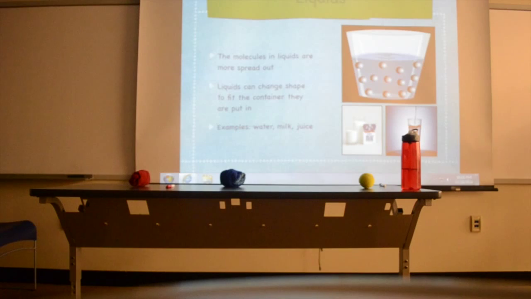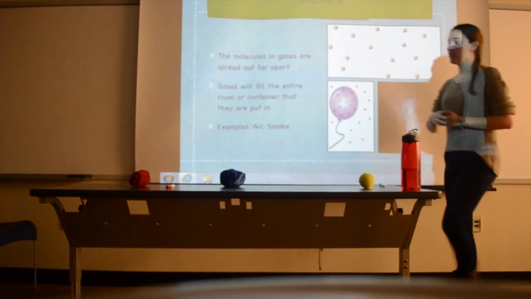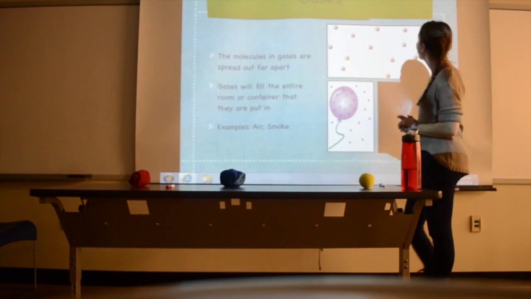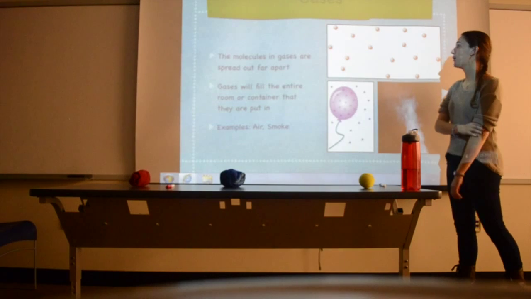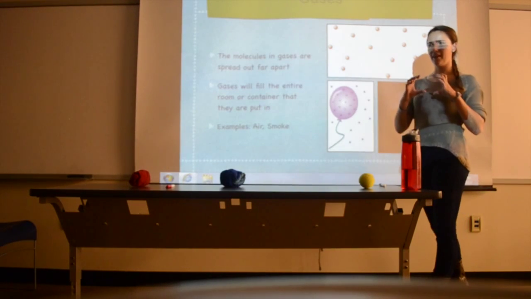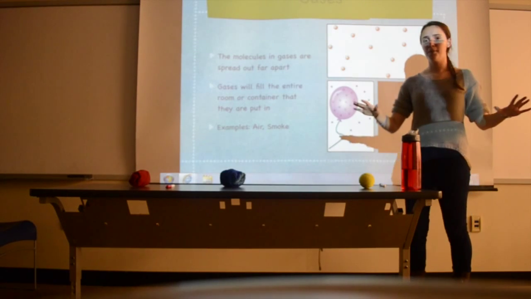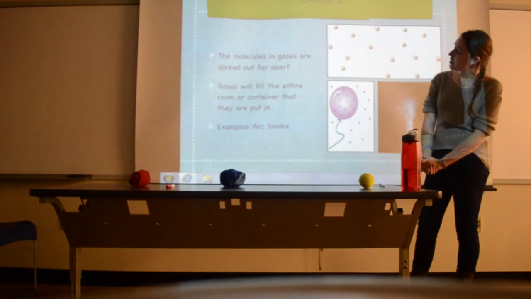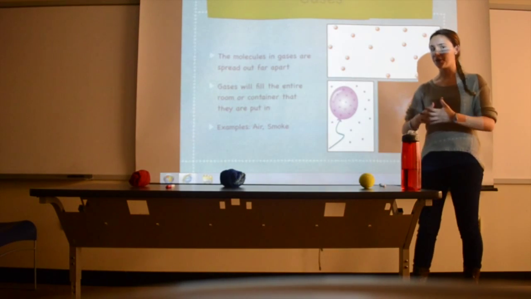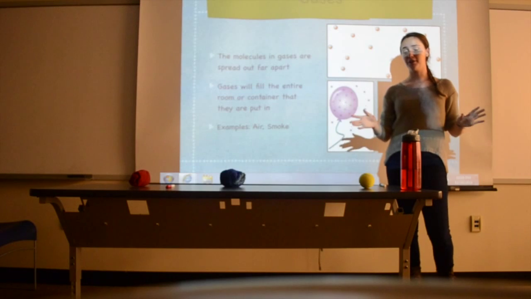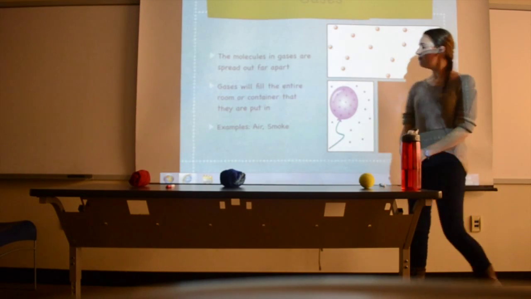The next state of matter is a gas. The molecules in gas are even more spread out. So if we look into this little square at the top right corner of the PowerPoint, there's a square, and that represents the room. And the gas molecules are really far apart. That's because gases will fill the entire room or container that they're put in. So if we have a circle room, a gas will fill up the entire circle room. But if we have a triangle room, it'll fill that the same way.